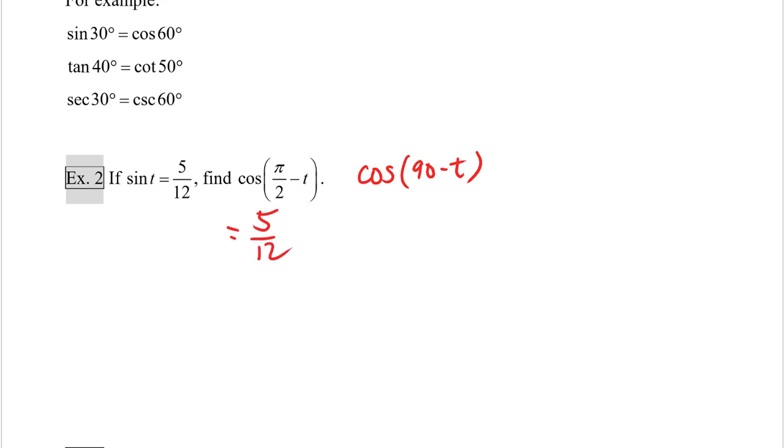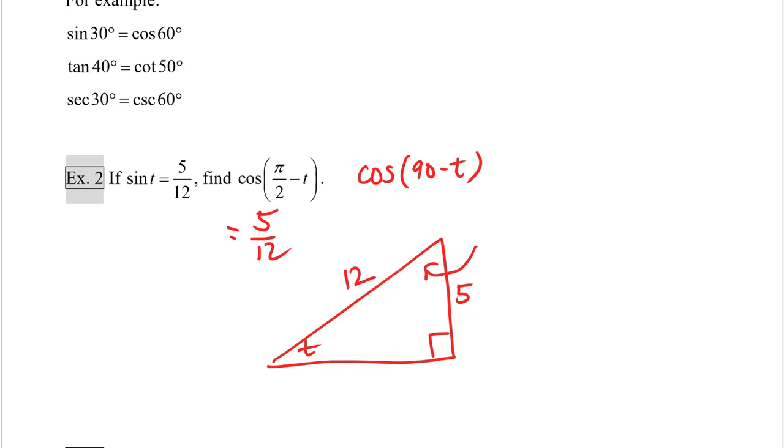Now if we wanted to, we could check this by drawing a triangle. So I'm going to draw a right triangle. I'll call this t, and the sine of t, opposite over hypotenuse, is 5/12. So I'm going to label the opposite 5 and the hypotenuse 12. Well, this angle right here has to be pi over 2 minus t. Now the cosine of this angle is the adjacent 5 over the hypotenuse 12. So that just verifies what we did by using the complementary angle theorem.